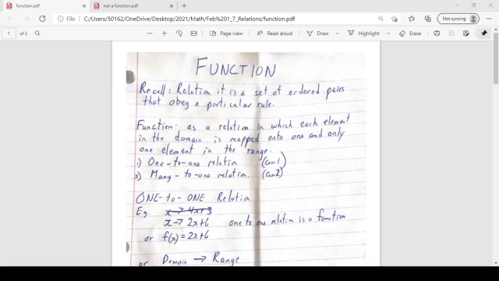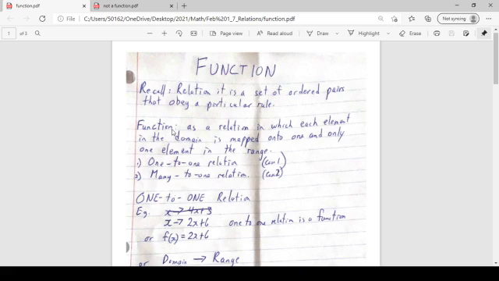Function. What is a function? A function is a relation, okay? But we need to remember, first of all, what is the definition of a relation? A relation is a set of ordered pairs that obey a particular rule. We can recall that. But now a function is different depending on how you have your equation.